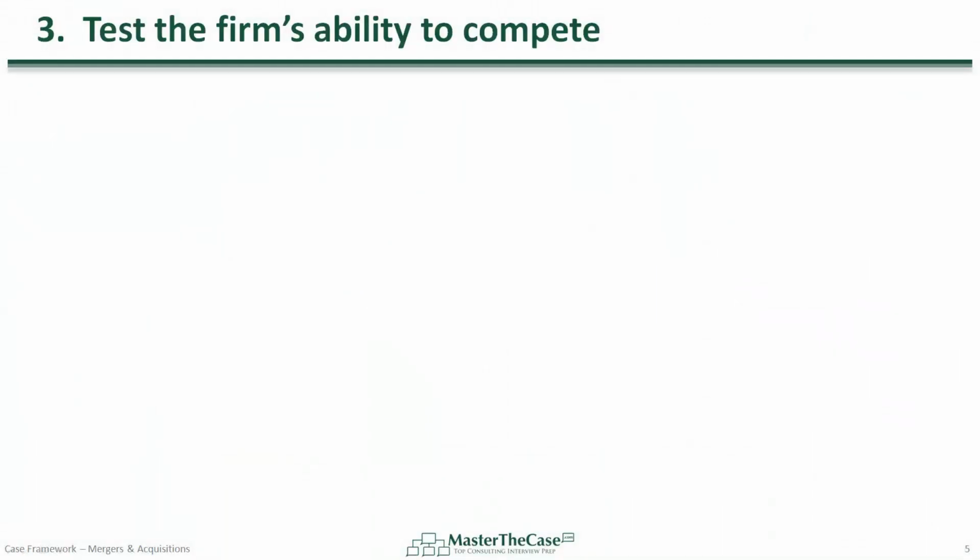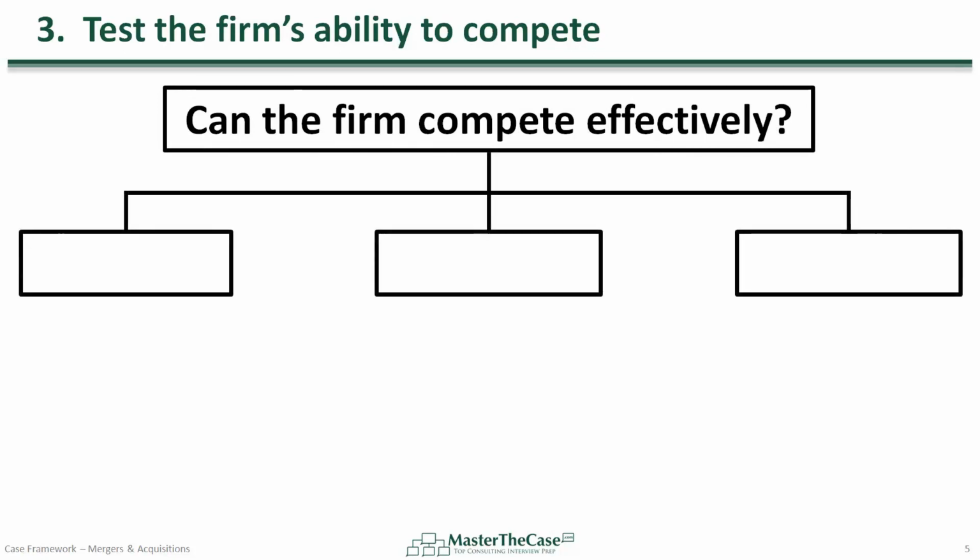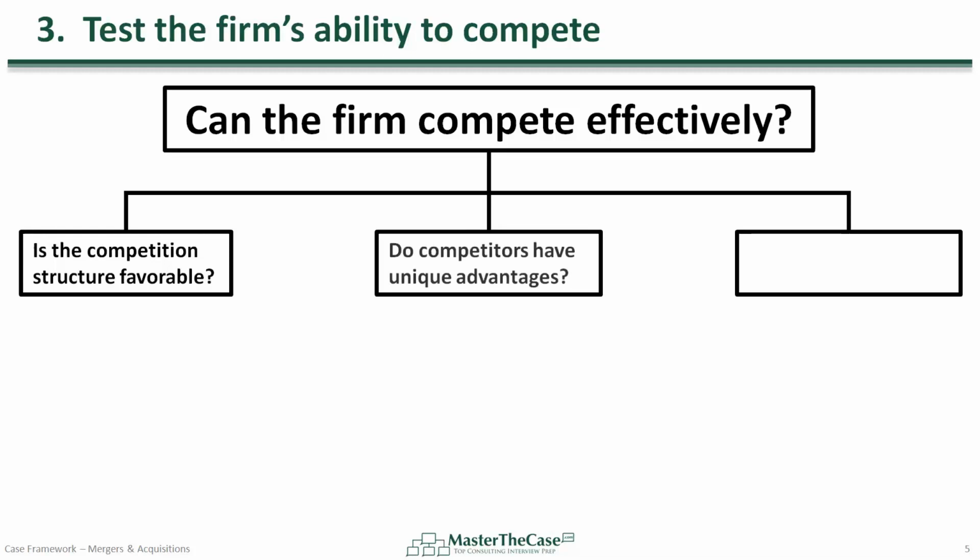The third step in the framework is to test the firm's ability to compete. The key issue here is, can the firm compete effectively? To answer it, we'll analyze three main sub-issues. 1. Is the competition structure favorable? 2. Do competitors have unique advantages? And 3. Do other industry forces pose threats?